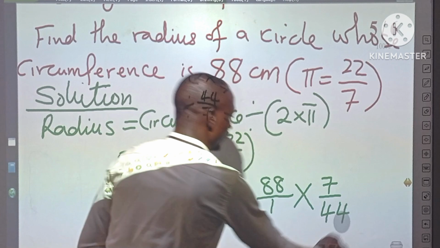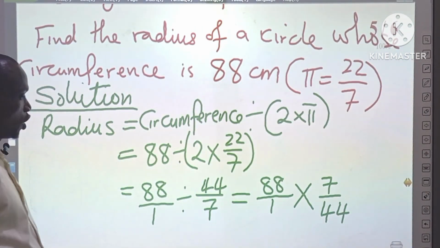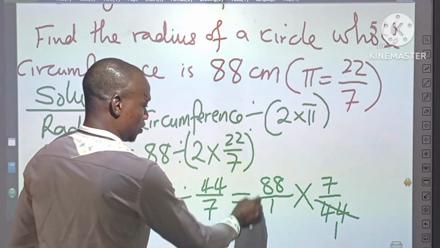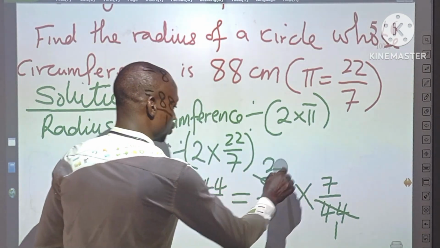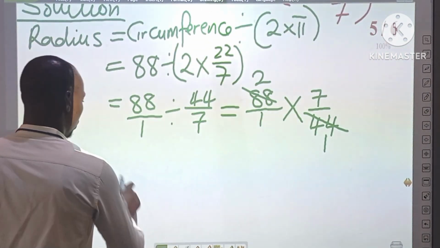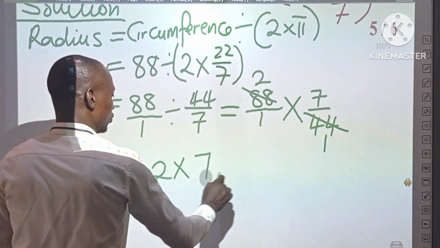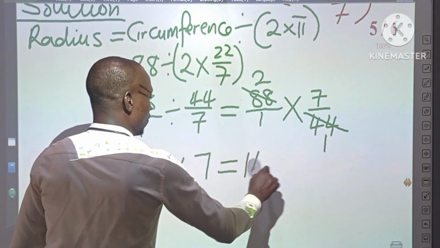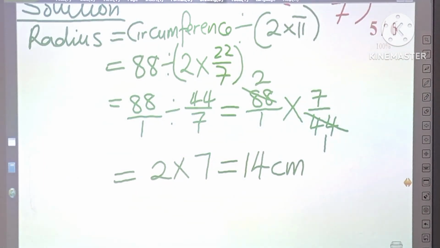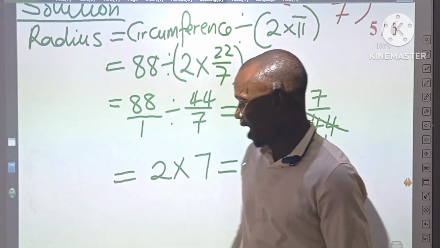Not KFC, I said KCF. So with this, 44 goes into 88 two times, and 44 goes into 44 one time. What we have left is simply 2 times 7, which gives us 14 cm. Maths is actually easy peasy, lemon squeezy, pizza cheesy. Let's take our next question.